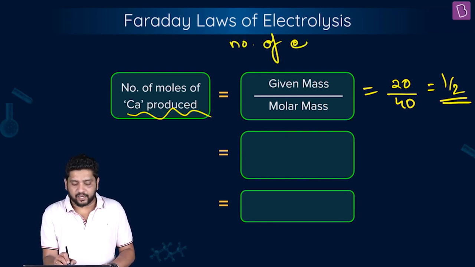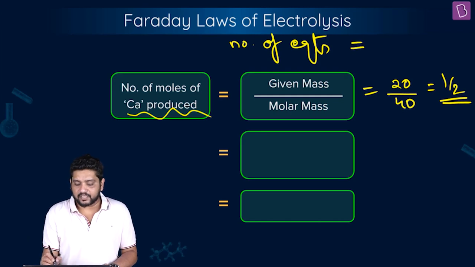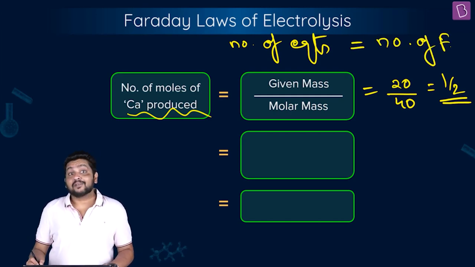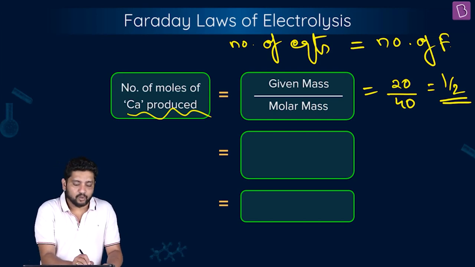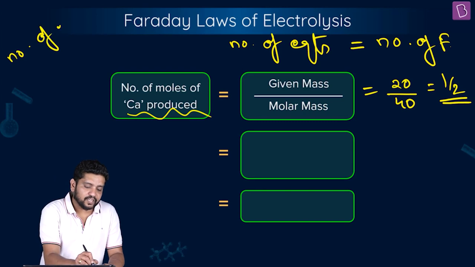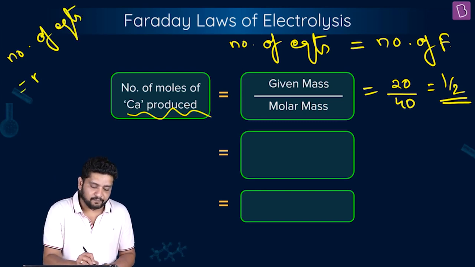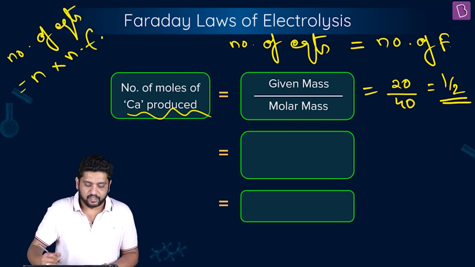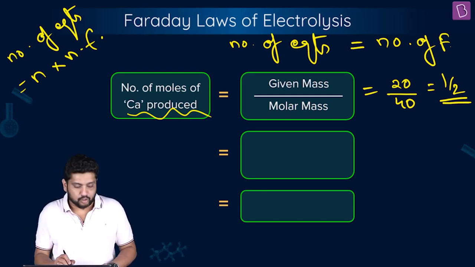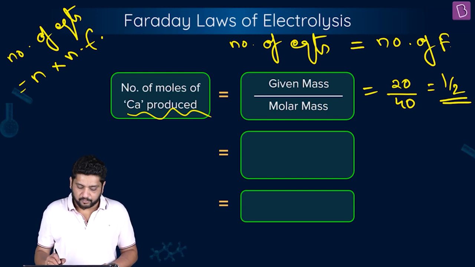That number of equivalents of the substance deposited will be equal to number of Faradays, right? So I need to find the number of equivalents. I know number of moles. Now the other relation I can use is number of equivalents of any substance is number of moles into n factor. So as far as calcium 2 plus is concerned, charge is plus 2, n factor is 2, right? So n factor of calcium 2 plus is 2.